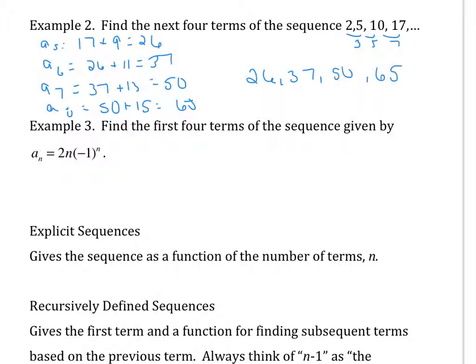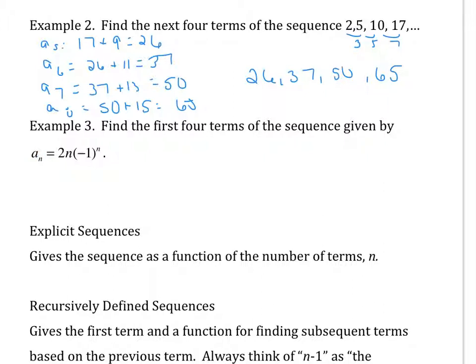Then, for example number 3, we have to find the first 4 terms in the sequence given by a sub n is equal to 2n times negative 1 to the nth power. Basically wherever this n is, if it's the first term, you're going to put 1 in. If it's the second term, you're going to put 2 in. If it's third, you're going to put 3, and so forth.